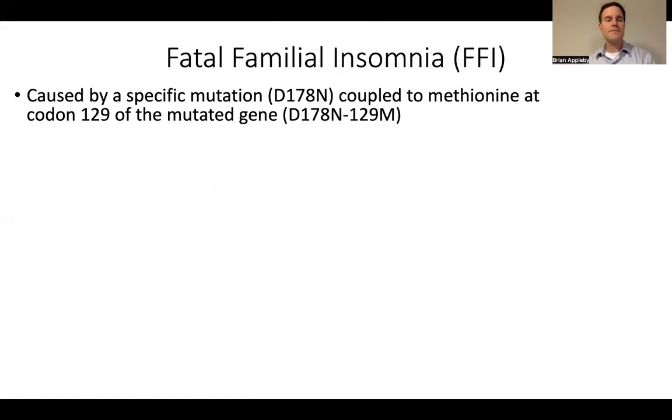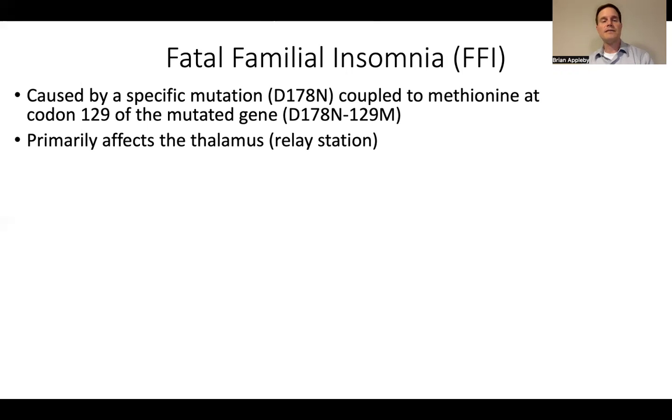Fatal familial insomnia is a very specific mutation that's coupled to that 129 polymorphism. So if the 129 polymorphism is M or methionine on the same part of the gene that's mutated, then generally it will look like FFI. If instead it's 129V on the same side as the mutation, then sometimes it looks like genetic CJD. And again, there's a lot of variation and it's not cut and dry, but basically that's kind of the pattern that we see. And in FFI, the area of the brain called the thalamus is primarily affected.